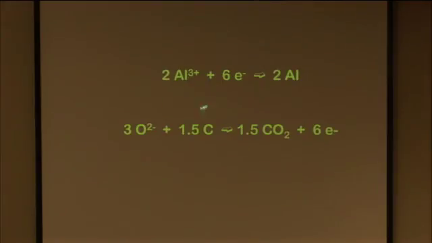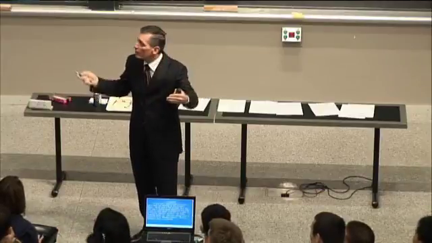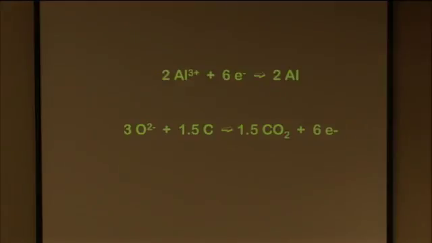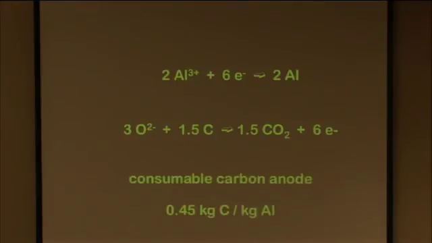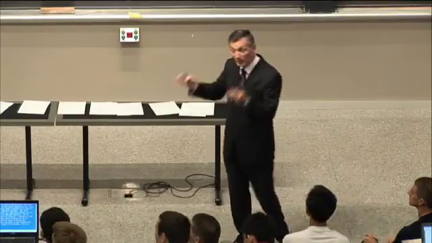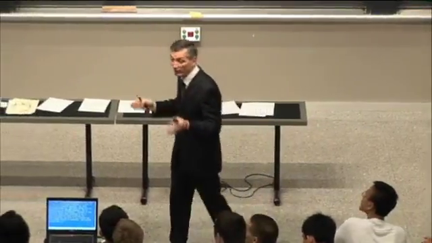So at the cathode, we're running nature in reverse. Instead of the electron donor that aluminum is, we're shoving electrons onto aluminum ion and converting it back to aluminum. Unfortunately, on the anode side, we have to use carbon, and the carbon itself is consumed. So we consume about 0.5 ton of carbon to make a ton of aluminum. So aluminum smelters generate a lot of greenhouse gases.